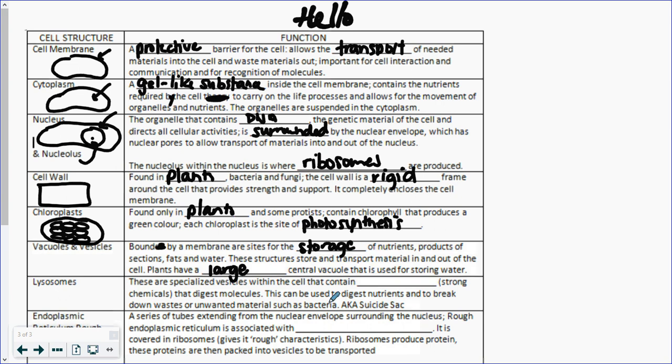Lysosomes, I don't think we really represented that on the diagram, but these are, oh yeah, actually we did, didn't we?